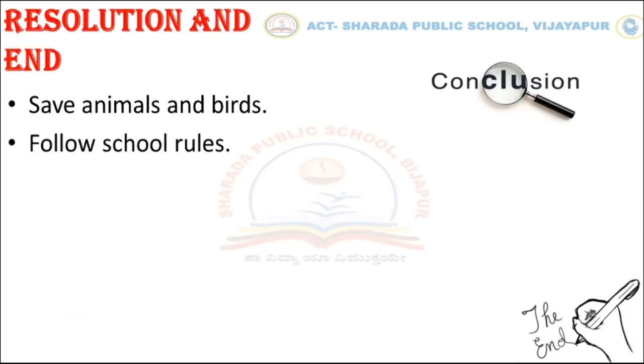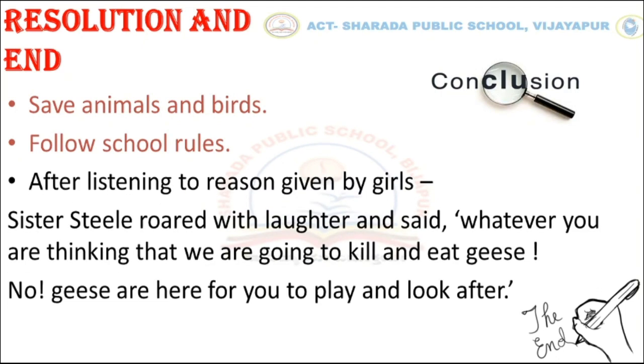Next comes resolution and end, also known to be the conclusion. In this particular story, we have 2 major resolutions. Number 1 is save animals and birds, and the next one is follow school rules.